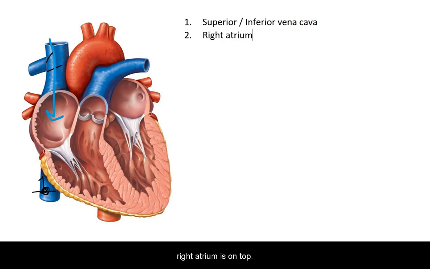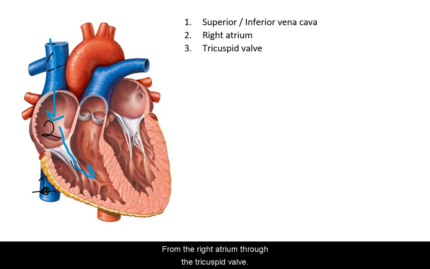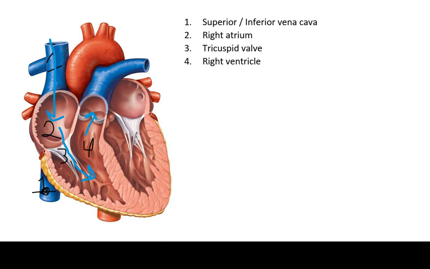The right atrium is on top, and the blood goes from the right atrium through what we call the tricuspid valve. So that's here. Actually, let me put a 2 here. This is our right atrium. It flows from the right atrium through the tricuspid valve, that's our valve here, and then it's in the right ventricle. From the right ventricle, it gets pumped through another valve here.